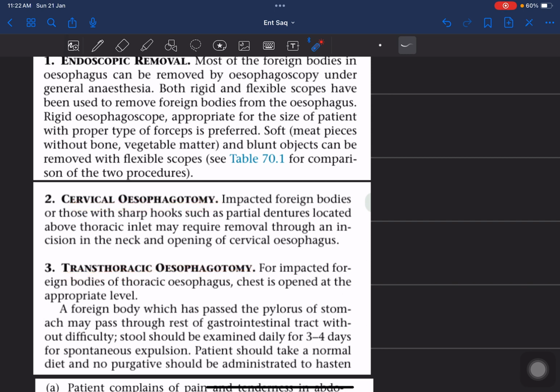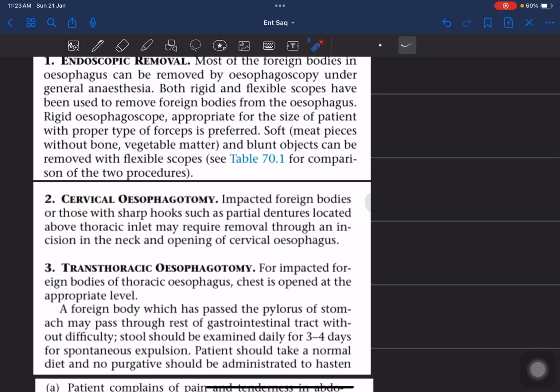Talking about cervical esophagostomy, right? If the foreign body, I have already mentioned, right? We are doing esophagostomy because the foreign body that is lodged is what? It is sharp, right? It is dentated. That's why we are not taking the risk of doing endoscopic removal. So talking about cervical esophagostomy, it is done at the cervical level of the esophagus, right?